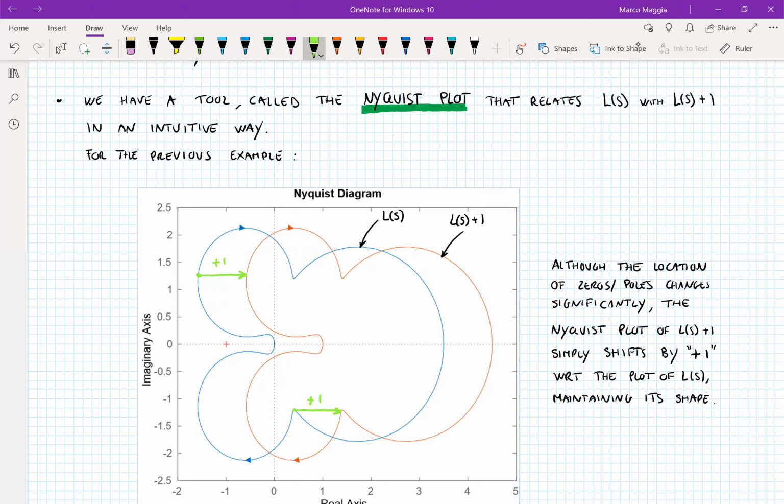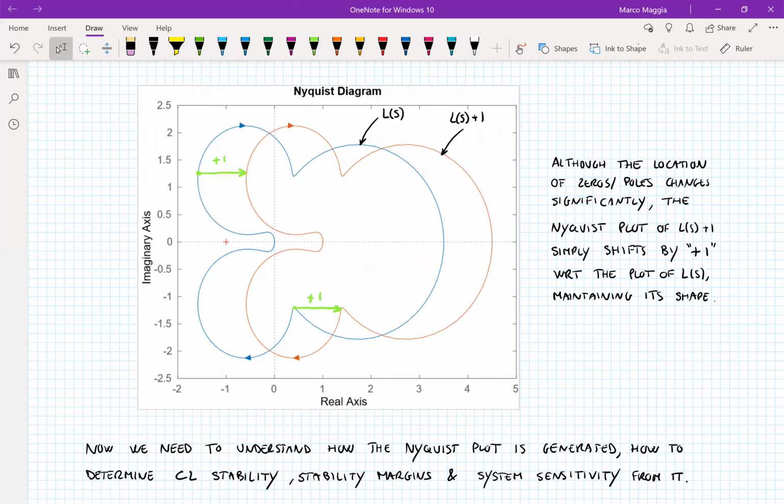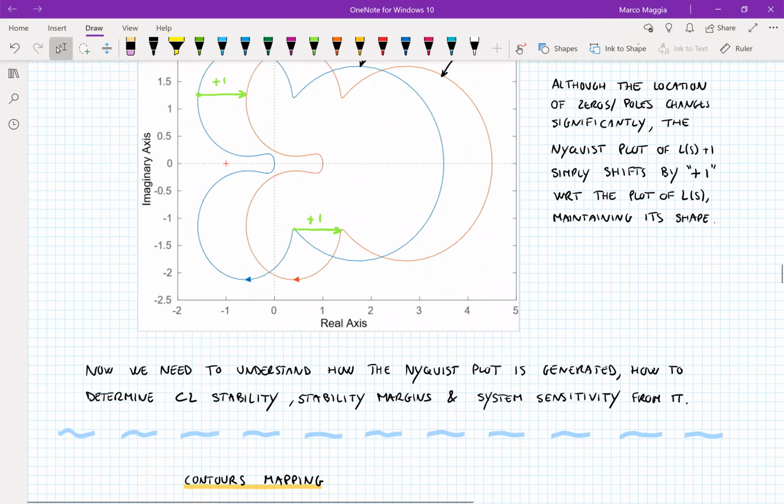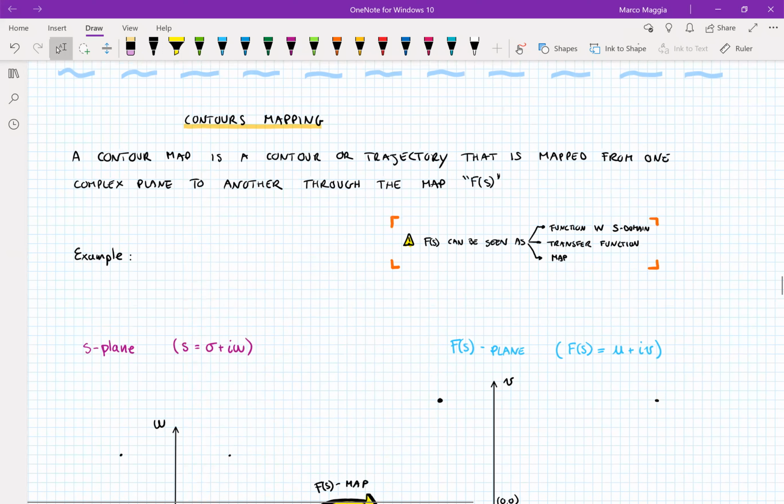So you'll see that now we can actually relate L of S and L of S plus 1 using this tool. Again, for now, let's forget about how we got it and let's analyze why it is important and how it is generated and why we can use it in order to determine the closed loop stability. And then later on, as I said, we can also use it in order to assess stability margins and system sensitivity.